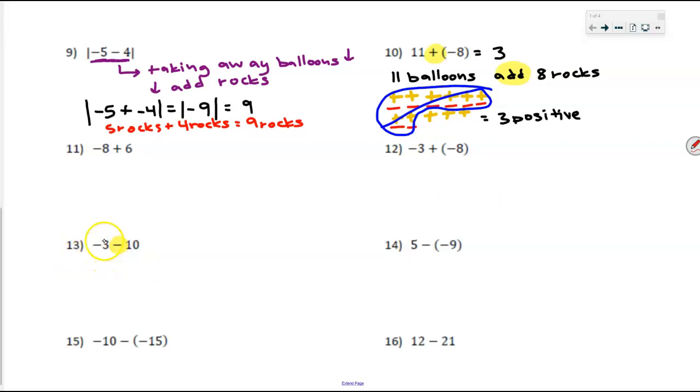Number 13, let's think about what this problem is actually saying. Negative 3 minus 10. So what do I really have? Let's pause the recording as you guys give that one a try first, and then we'll finish going over. I'm going to pause the recording as students in class try it. You pause the recording as you're watching and you try it on your own first. How am I going to think about problem number 13? Tanner.